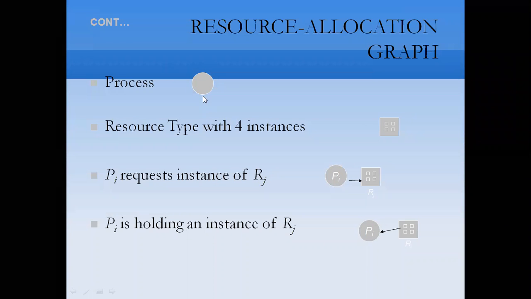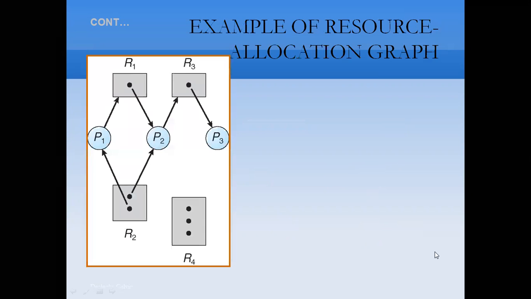In this particular diagram, a circle represents a process, a square represents a resource, and the dots represent the instances of a resource. For the request edge, the arrow will be from process to resource, and for the assignment edge, the arrow will be from the resource to process. In this square, for a particular resource R1 or R2, whatever the initialization we give to the resource, that resource has 4 instances.